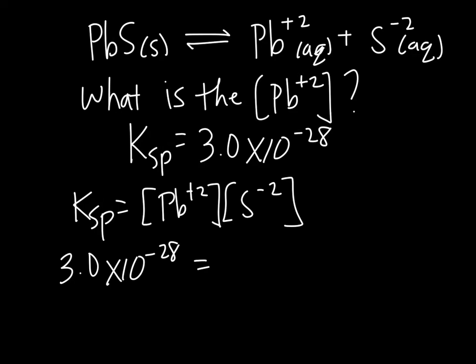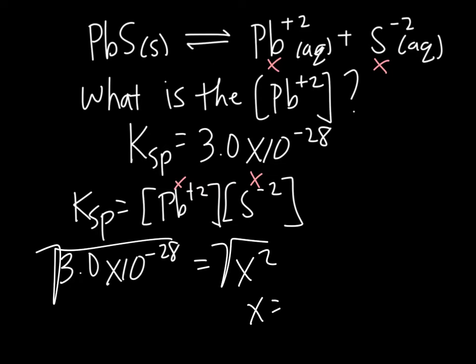The coefficient here is 1, right? So we'll say that is x. If this is x, then what's the sulfide going to be? It's a 1-to-1 ratio, so sulfide would also be x. So it's x times x, which is x squared. Then solve for x, square root both sides.